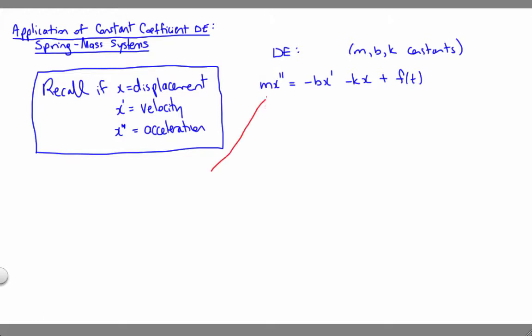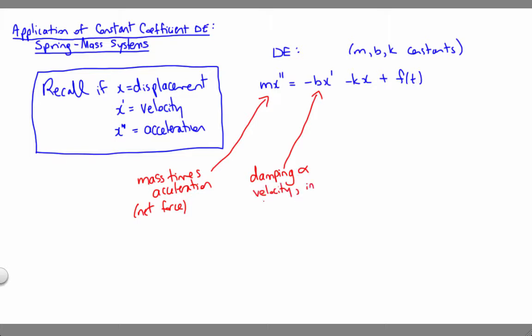So this term on the left side, this is mass times acceleration. In other words, this is describing the net force acting on the mass. Moving over to the right side, this minus bx prime, this is damping, a damping term. You could think of that as air resistance, for example. So physically, damping is going to be proportional to velocity, and it's going to be in the opposite direction.